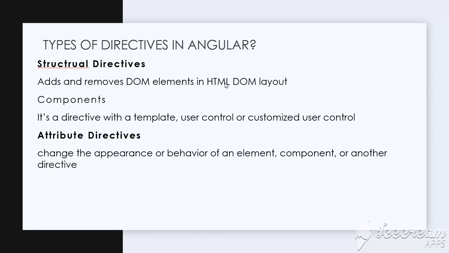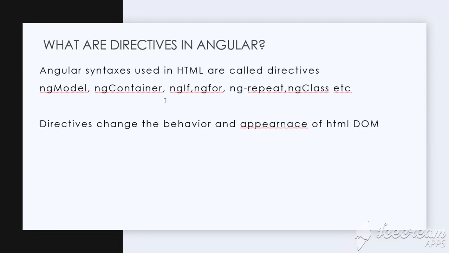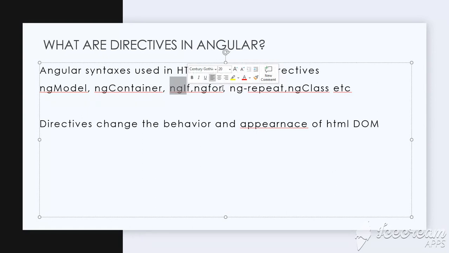But if this Angular directive only changes the style or appearance of an element or component, then it's called an attribute directive. For example, a structural directive is ngIf or ngFor. If you use ngIf, you can say that if this is true, then show this element in the HTML layout, or ngFor, show this element this number of times in an HTML layout.